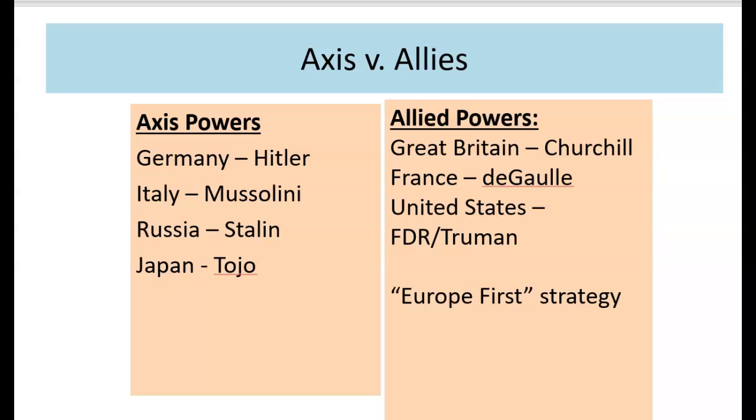In the beginning of the war, it starts out with the Axis powers consisting of Germany, Italy, Russia, and Japan. And the Allied powers have Great Britain, France, and the US. We will see that Russia, towards the end of the war, switches sides and allies themselves with Great Britain and the US. They break their non-aggression pact with Germany and really get the Germans in some trouble.